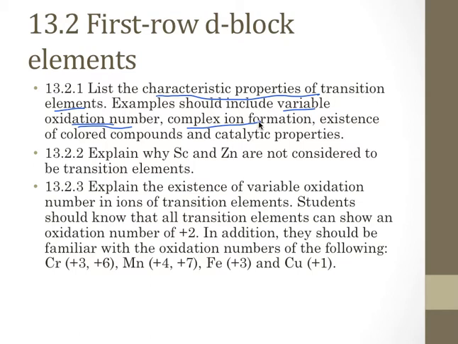They can form complex ions, which we'll learn more about. They are colored. This is where the colored compounds come from. And they do exhibit catalytic properties. A lot of transition metals are used as catalysts in industry.